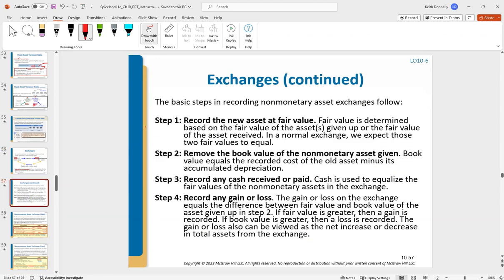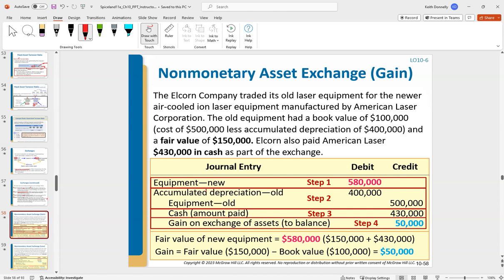They have a 4-step process. Step 1, record the new asset at fair value. Step 2, remove the old asset. Step 3, deal with the cash. Step 4, you're going to plug any gain or loss.